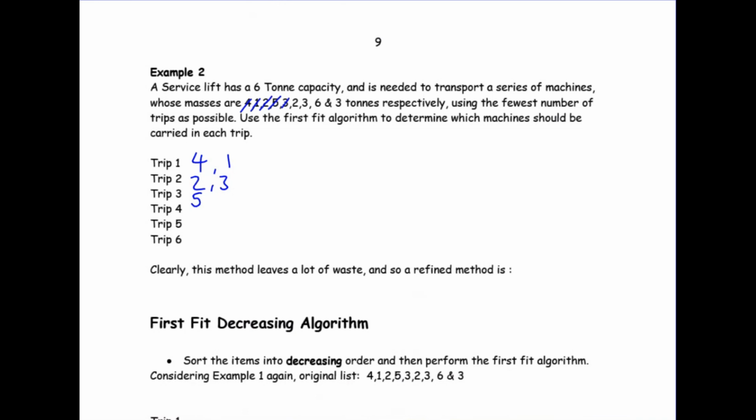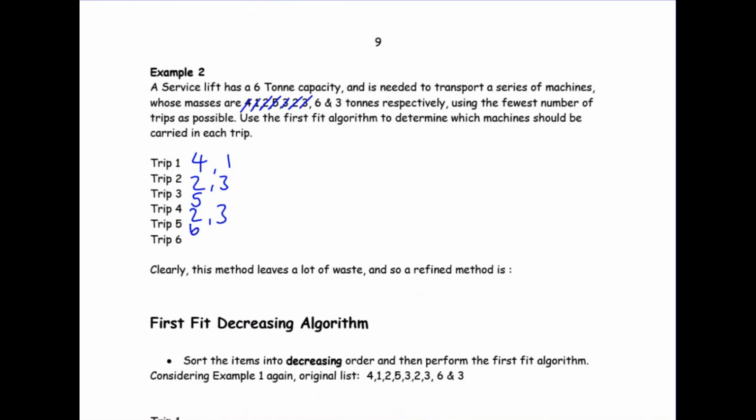Next one's a 2-ton mass, which won't fit on any of these trips. All of these trips only have 1 ton left, so our 2 now has to fit on trip 4. Our 3 again won't fit on 1, 2 or 3, but it will fit on our 4th trip with that 2. And again, we've got a space of 1 left over.